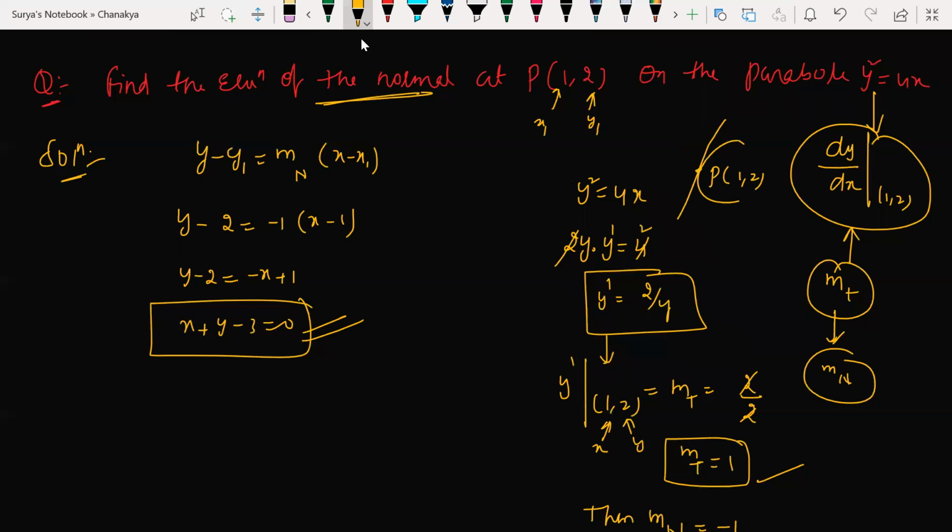Tell me, what did you understand from this? Without using parametric form, without using slope form also, still you can find out equation of the normal and equation of the tangent to a particular curve. Understood? This is a basic question.